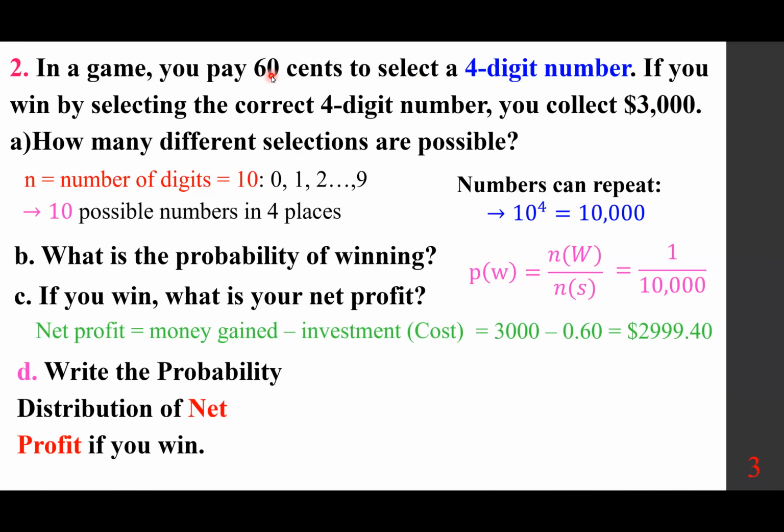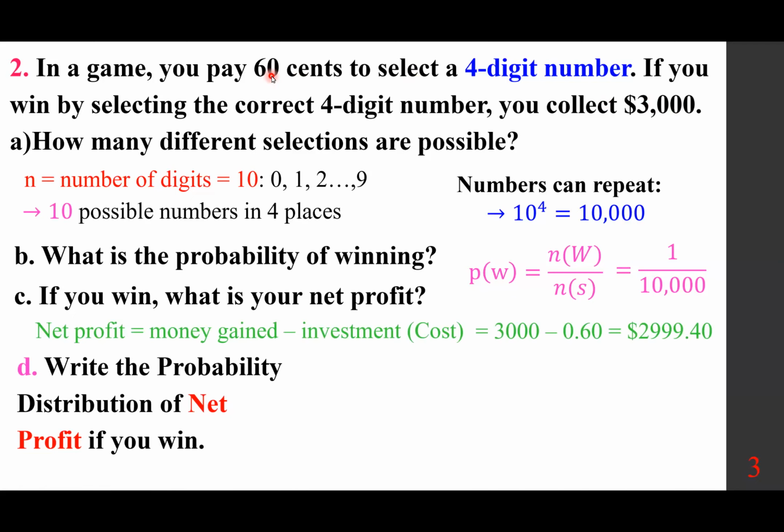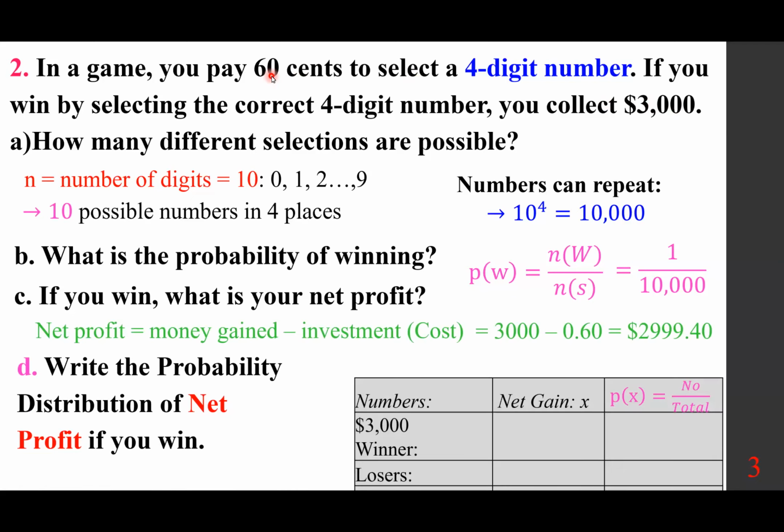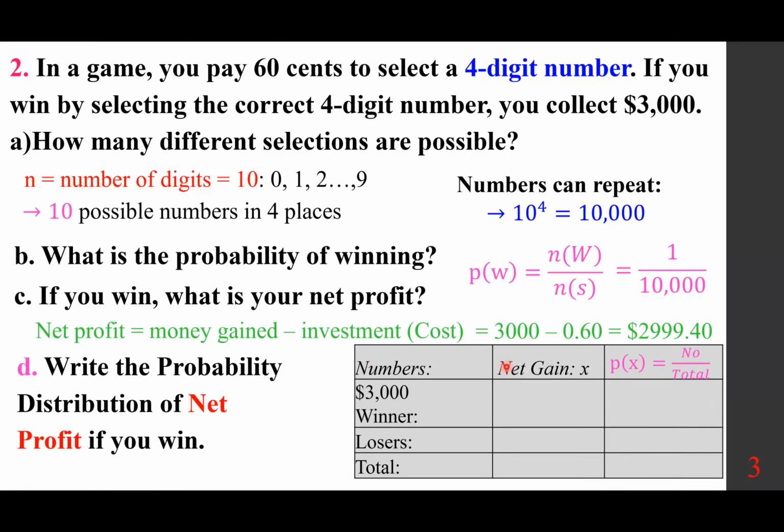Write the probability distribution for this net profit if you win. Well, numbers, net gain, probability. $3,000, there's only one way to win. The rest, 9,999, won't win. And the total is 10,000. So you can say 10,000 minus 1 gives us this number.